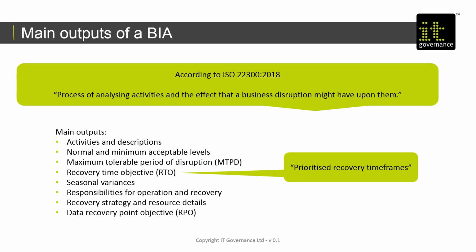We need to take into account things like seasonal variances, but the key outputs are, as you can see there, that we need to know what the activities are, preferably the normal and the minimum acceptable levels, or the MBCO, and the recovery time objective. And also for systems, at the bottom there, we've got the RPO, the recovery point objective for data.